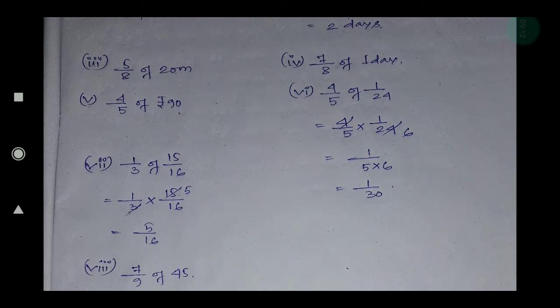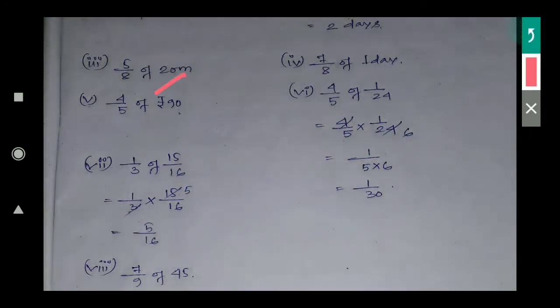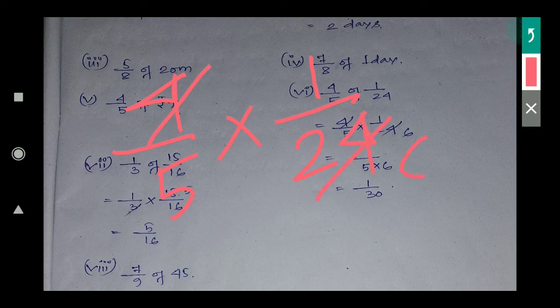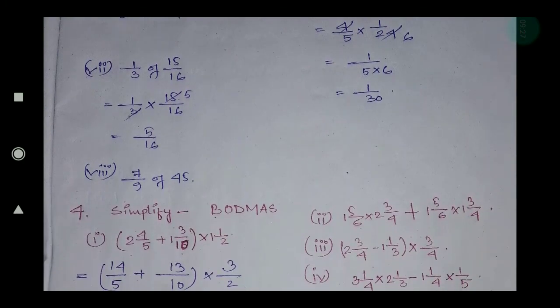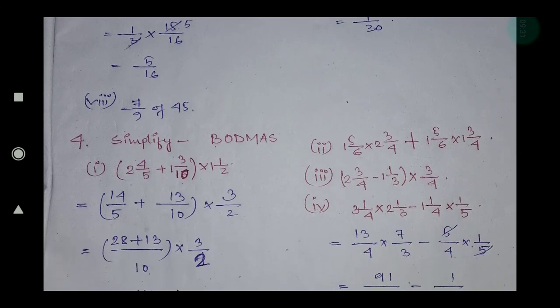Question number 6, see 4 by 5 of 1 by 24. 4 by 5 of means multiplication. After that what is given? 1 by 24. So 4 6s are 24, and 1 by 5 6s are 30. This would be the answer. Question 7 is also the same. Question 8 also you have to do.